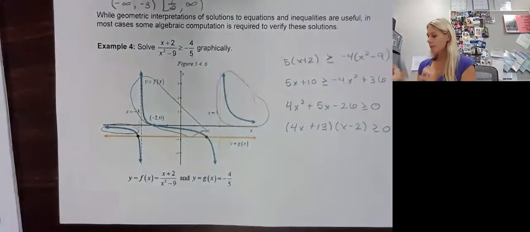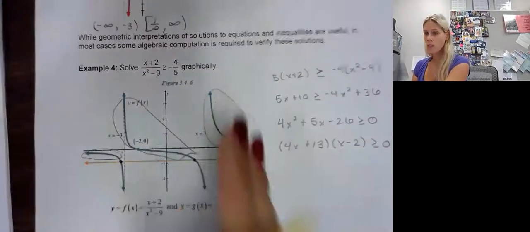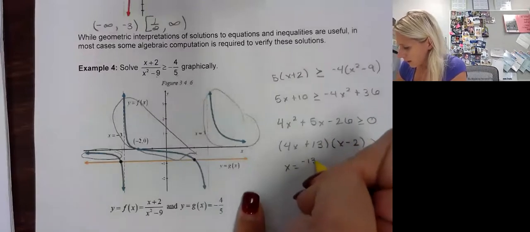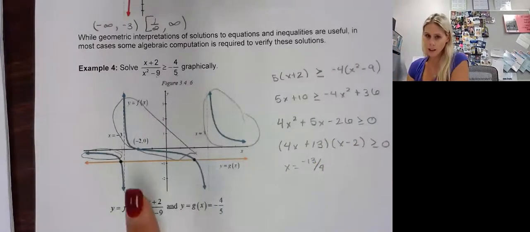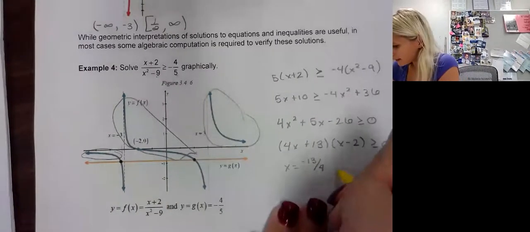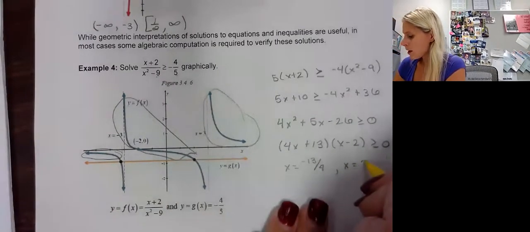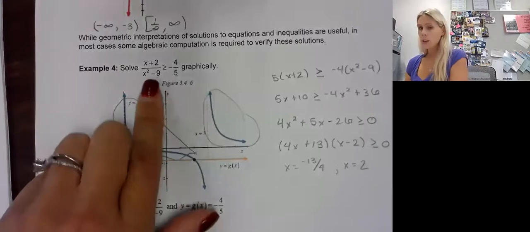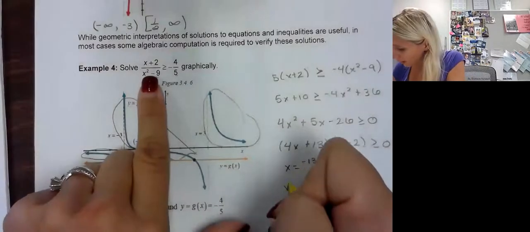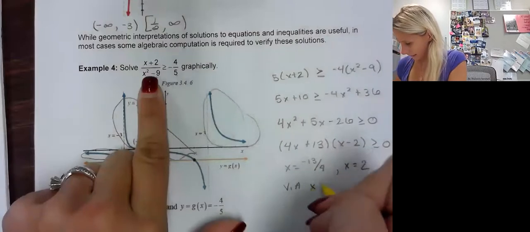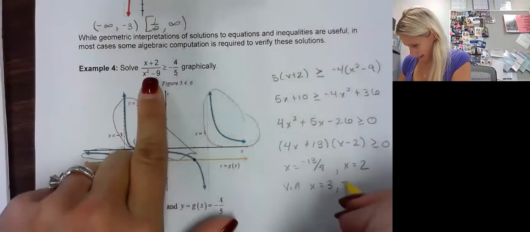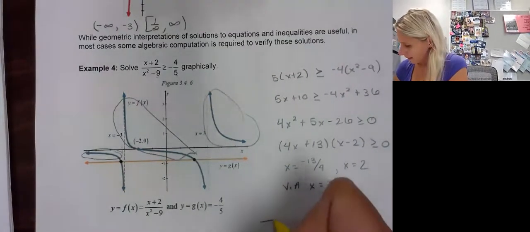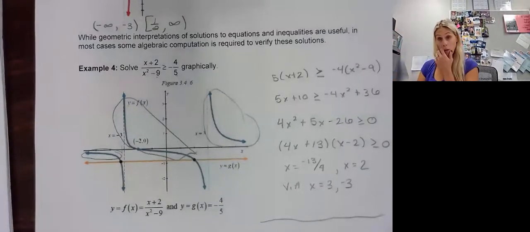All right, now let's go through solutions, right? So according to this, our solutions are -13/4. That was our fraction that we didn't know over there, and x equals 2. And again, with rationals, we have to also keep in mind our asymptotes. So we go back up here, and we have 2 vertical asymptotes at x equals 3 and -3. Excuse me. All right, sine ray. So I have to include all 4 of these.